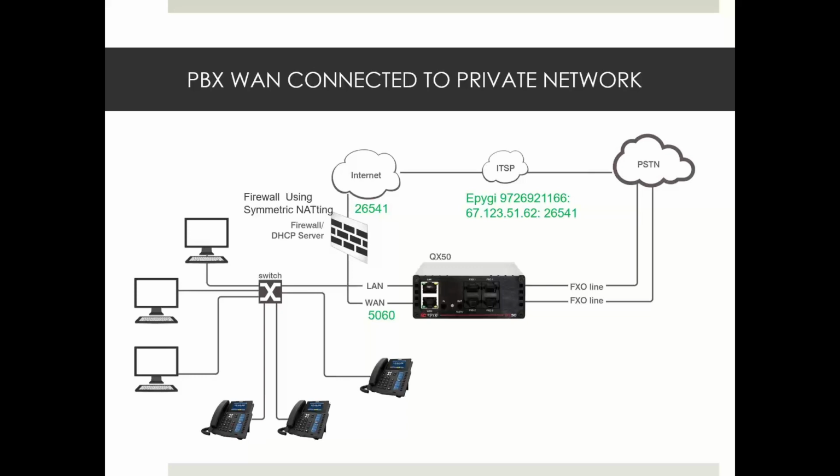Okay, so now you register to ClearFly on your account. ClearFly has an account for Epigee, and they've got our phone number. For that phone number, they know that if they get any calls, they need to send it to this IP address, this fictitious IP, and the port number that it registered from, in this case, 26541.